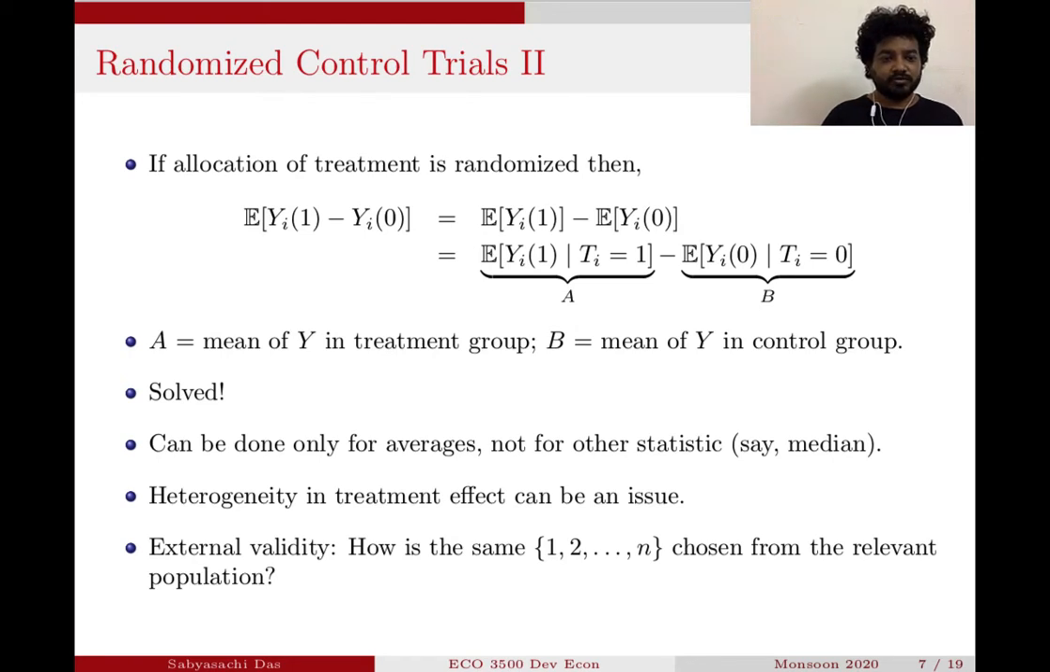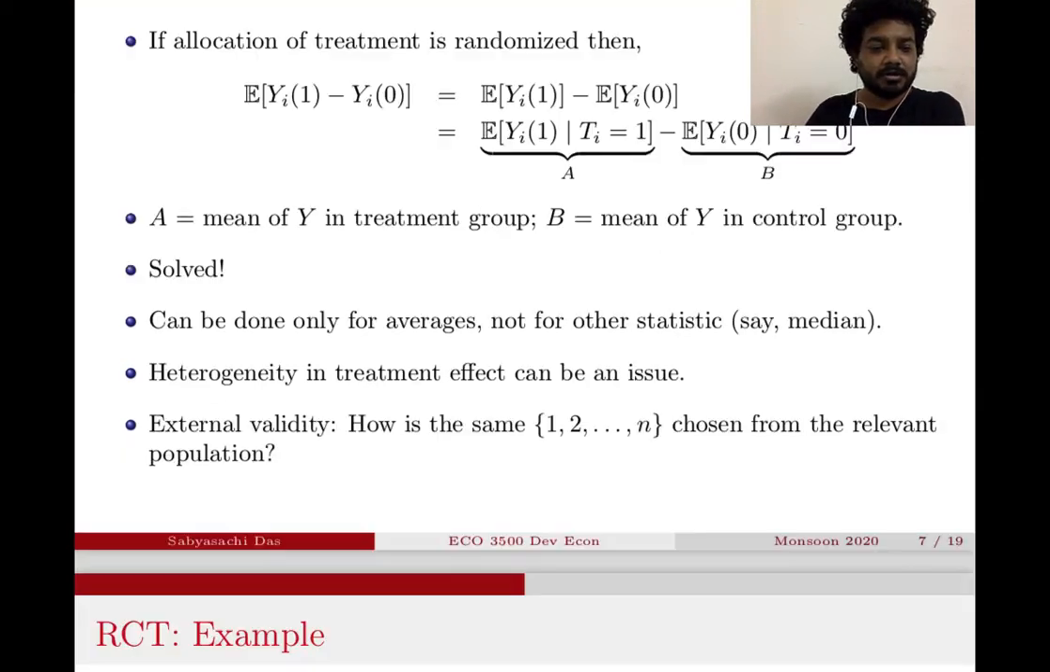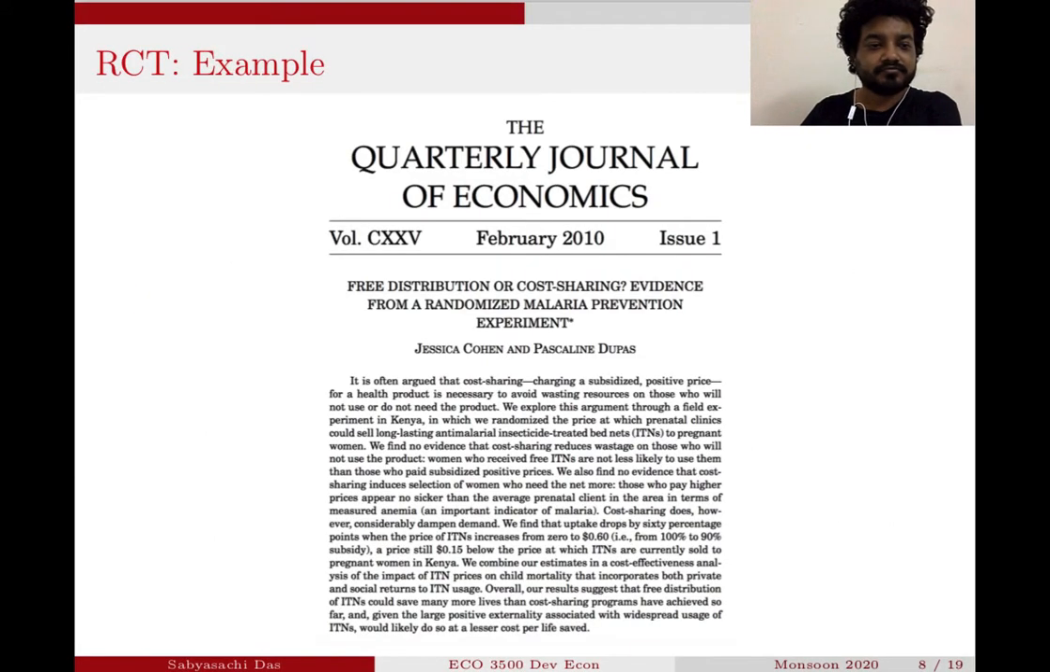So, moving to the example of RCT. This is a paper by Pascaline Dupas and Jessica Cohen that came out in the Quarterly Journal of Economics. And it talks about what the ideal policy is to maximize uptake of insecticide treated bed nets to prevent malaria in Africa.